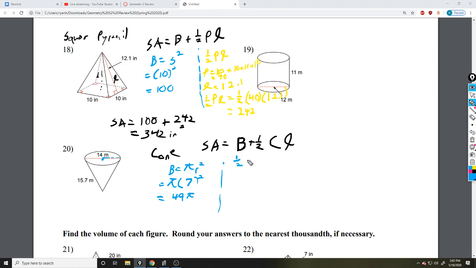And then we have 1/2 the circumference times the slant height. The formula for circumference is 2 pi times the radius. Our radius here is 7, so we get 14 pi. And then our slant height. Oh man, I meant to use a different color. That's okay. Our slant height here is scaling up to the bottom of the cone this time: 15.7.